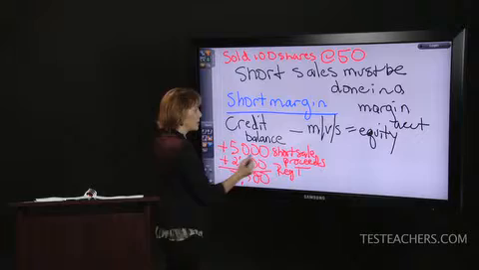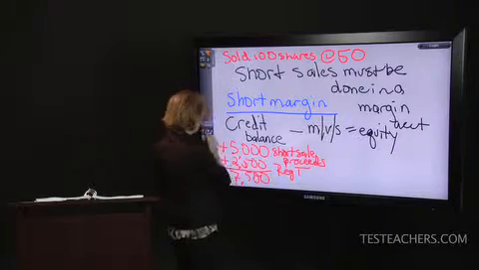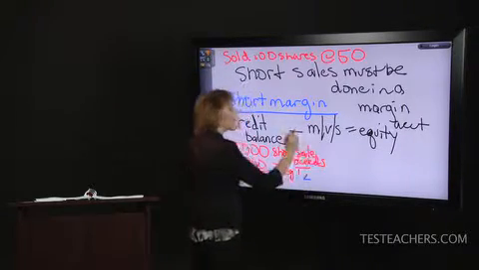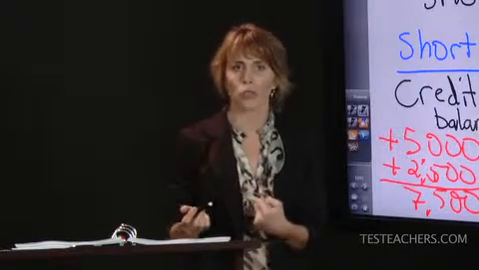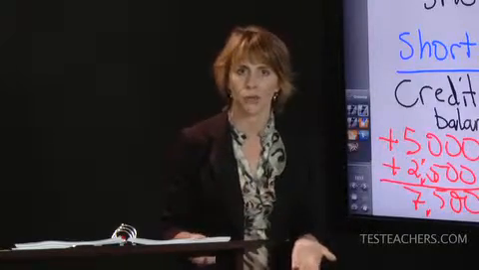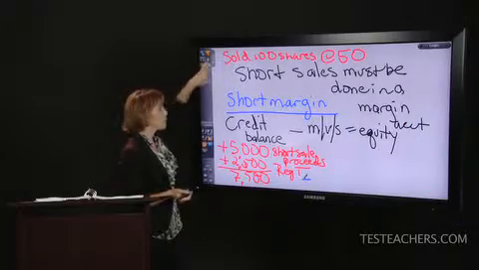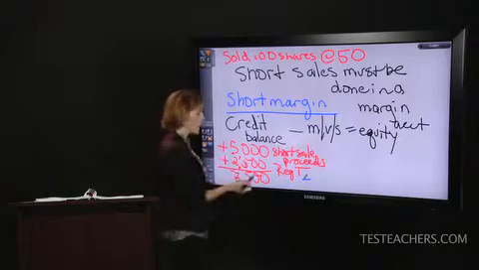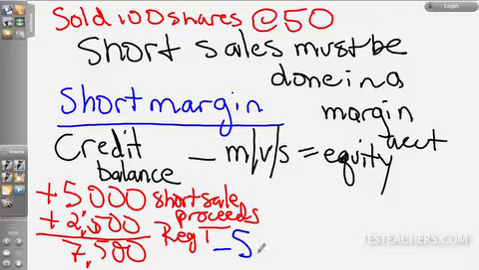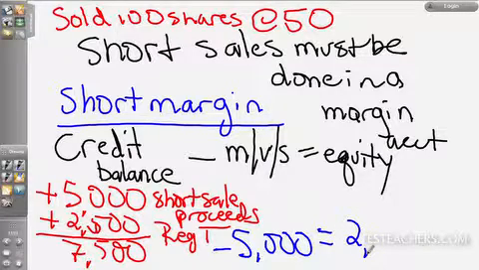Your credit balance minus the market value short. The market value short would be if you were to go into the market and buy those shares to cover this position. So you just shorted them at $50 a share. So if you were to buy them, it would cost you $50 a share. So credit balance minus market value short equals your equity. This is what you just deposited.